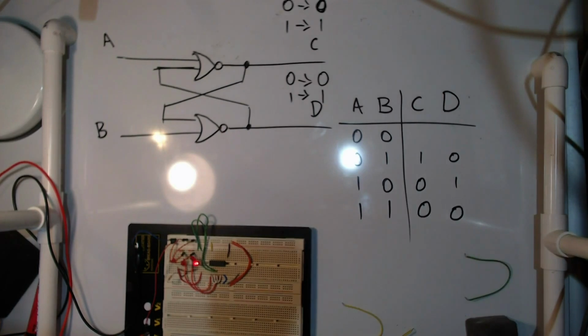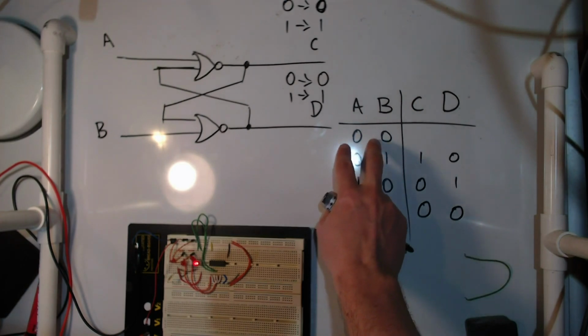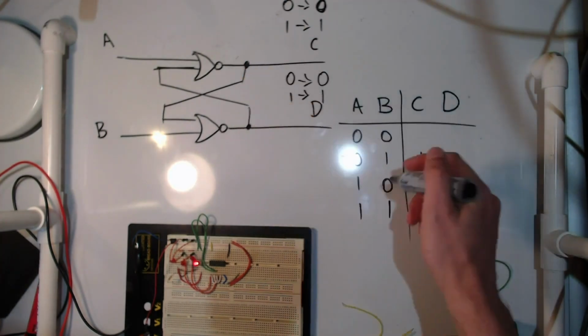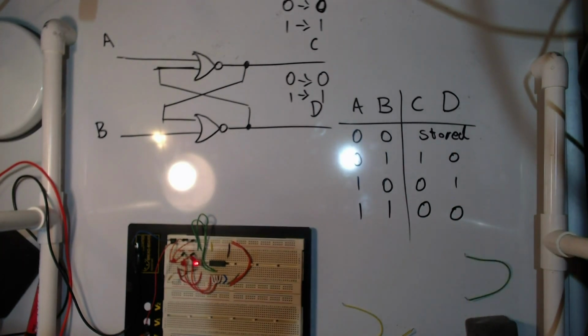So there's two really important things to note. One thing is that C and D, it turns out, always have opposite signs. And then the other thing is, I went through this case, and when A and B are both 0, whatever these values are, they are stored. They're remembered, because we can keep doing that loop forever and ever. It'll still be the same.